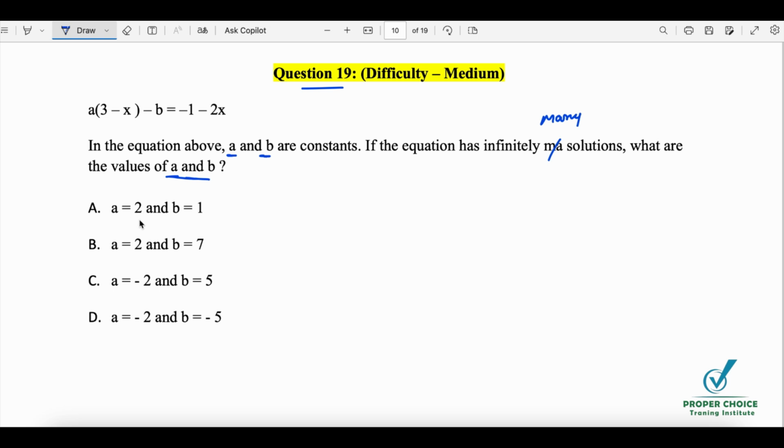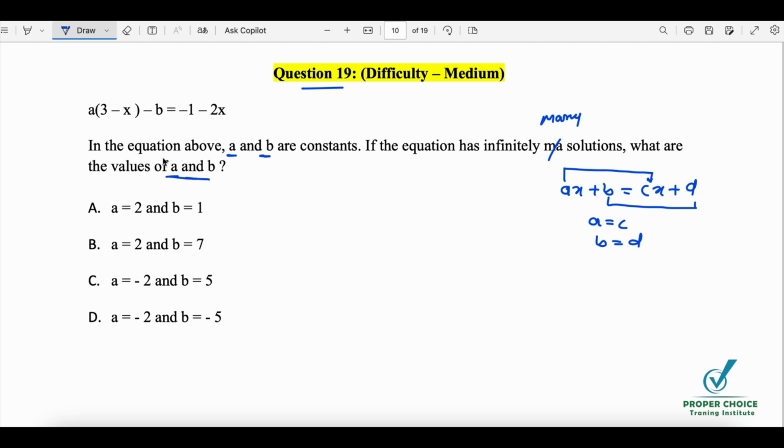Now, what is the condition for many solutions? Coefficients and the constant term should be the same. Again, I repeat, Ax plus b should be equal to cx plus d. The equation will have many solutions when a is equal to c and also b is equal to d. So this is the situation.